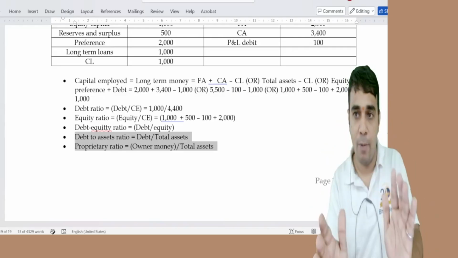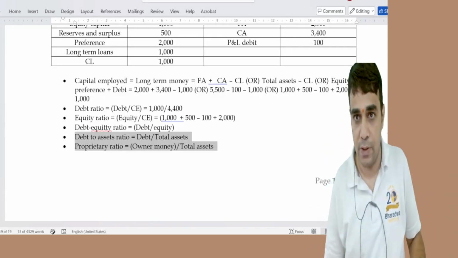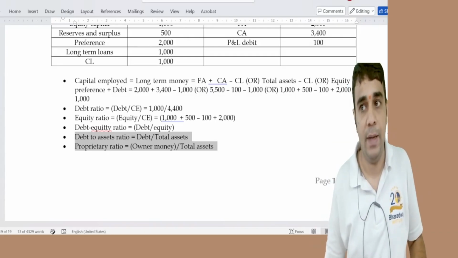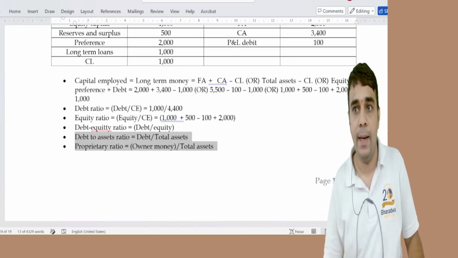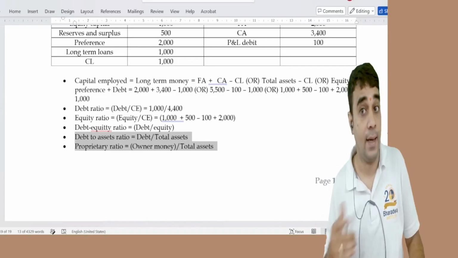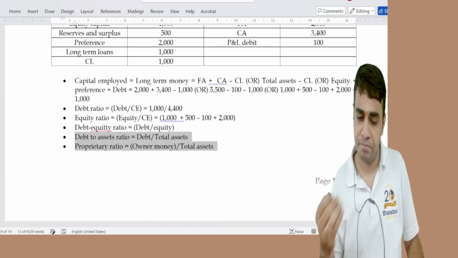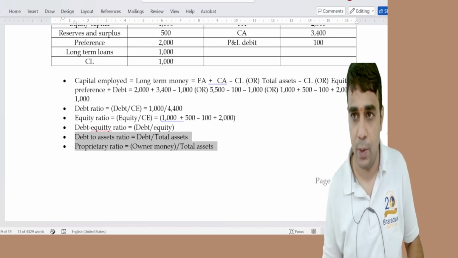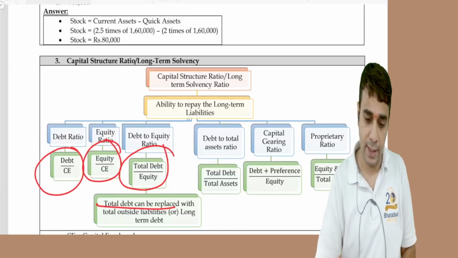Best exam problem is without preference. I don't want that confusion itself. Where preference is there, confusion may come in the exam. Where do I add it? I can't give you a proper answer, but most of the times I'll add it to equity. Okay.